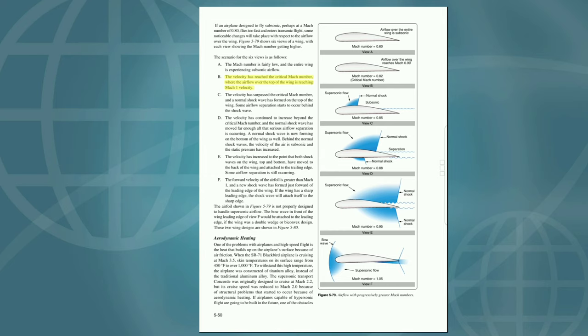B. The velocity has reached the critical Mach number, where the airflow over the top of the wing is reaching Mach 1 velocity. C. The velocity has surpassed the critical Mach number, and a normal shock wave has formed on the top of the wing. Some airflow separation starts to occur behind the shock wave.